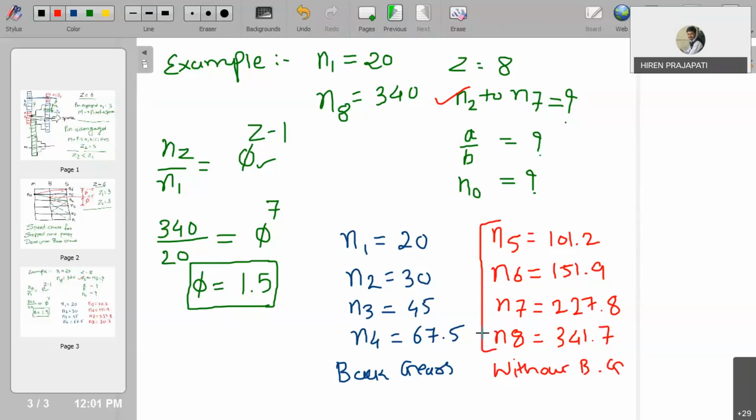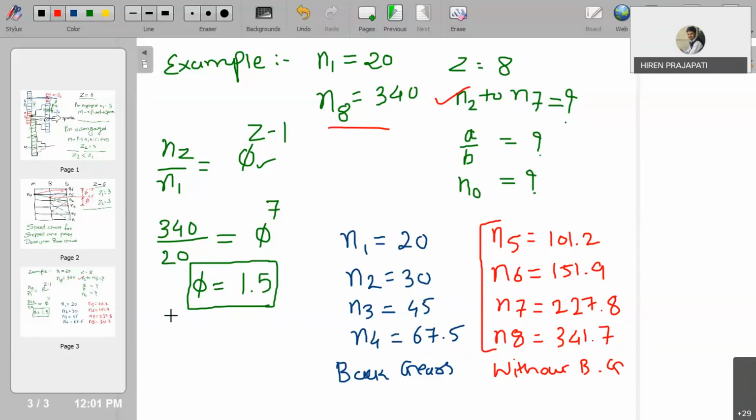Okay, now if you find this N8, then N8 is 341.7, while our design or theoretical N8 is 340. So let us find out the percentage variation in the speed of N8, right? We need to check whether that condition is satisfied or not. Otherwise I need to refine this, or I need to consider phi with the second decimal place as well to get it within the acceptable range.